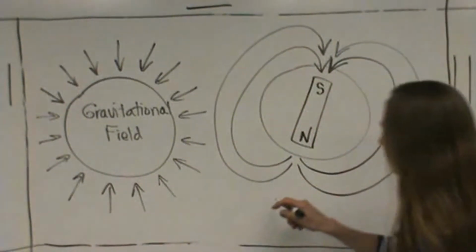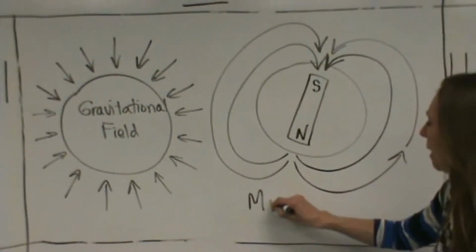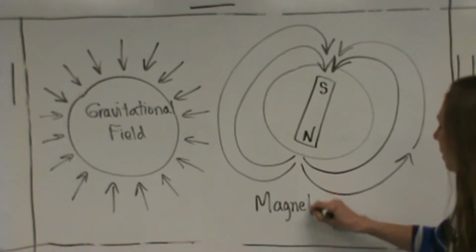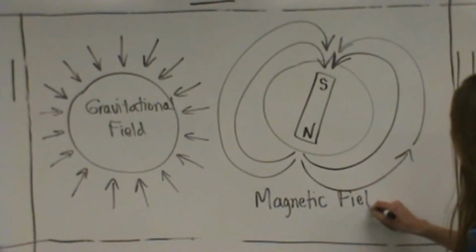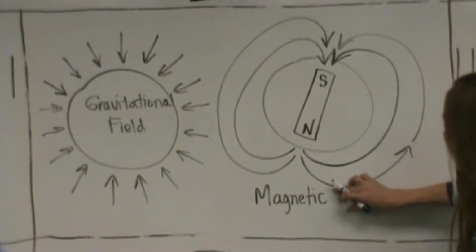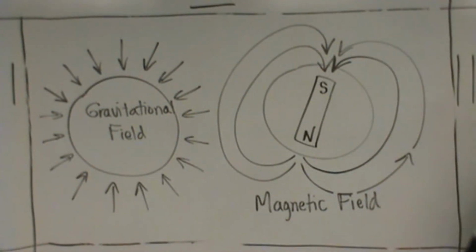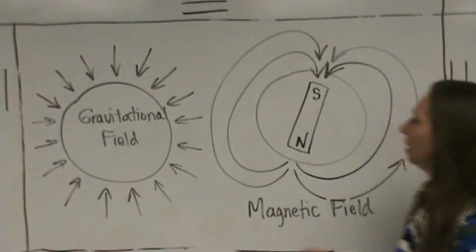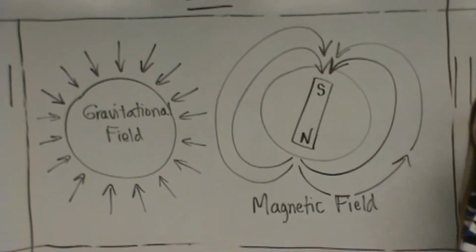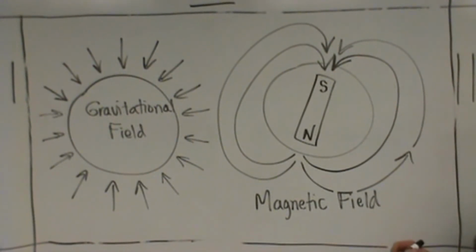So you see that the Earth's magnetic field is drawn very differently from the Earth's gravitational field. That's the Earth's gravitational field with gravitational field lines. This is the Earth's magnetic field with magnetic field lines.